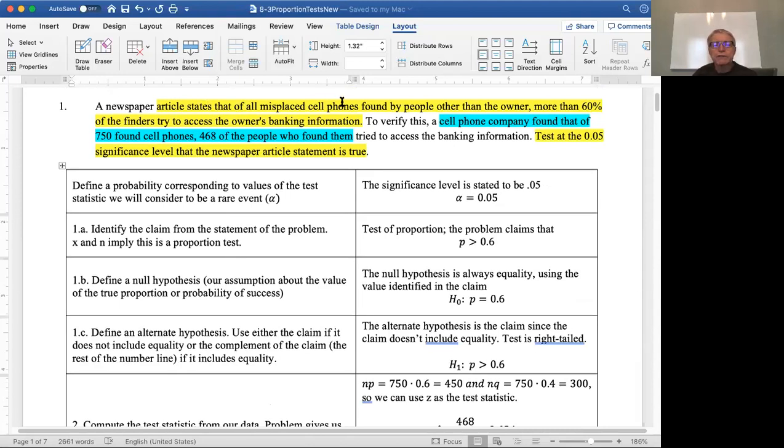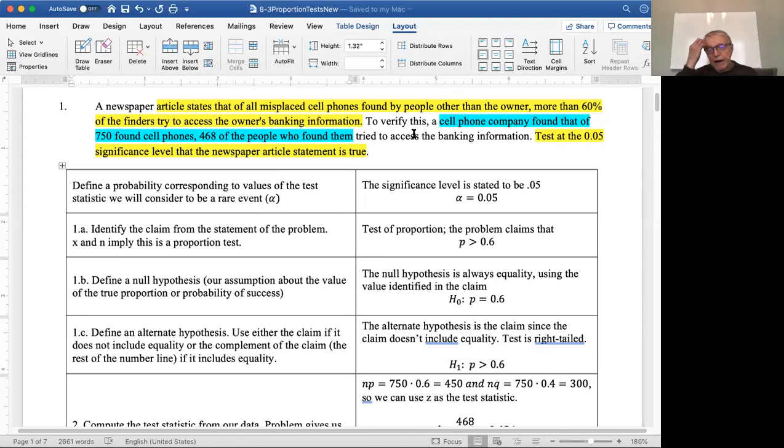A newspaper article states that of all misplaced cell phones found by people other than the owner, more than 60% of the finders tried to access the owner's banking information. To verify this, a cell phone company found that of 750 found cell phones, 468 of the people who found them tried to access the banking information. Test at the 0.05 significance level that the newspaper article statement is true.